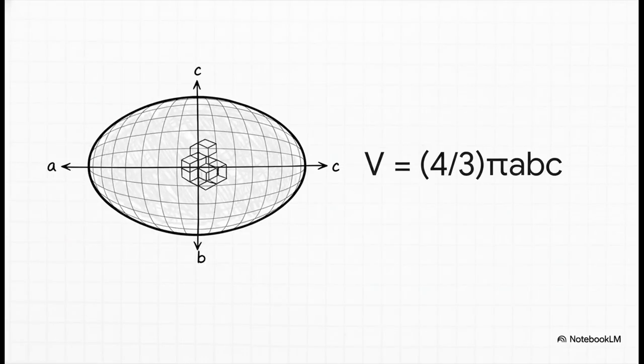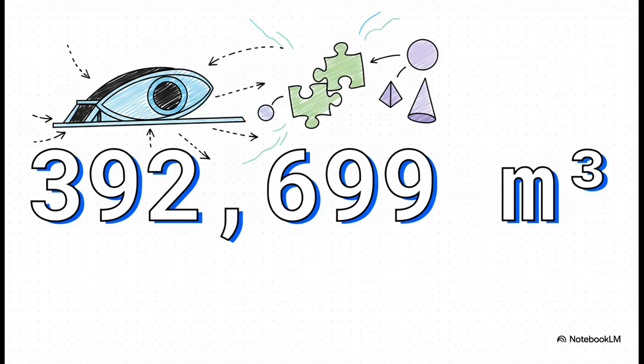Okay, first up, the outer ellipsoid. Now, when you apply that whole slicing and summing idea in 3 dimensions, which, by the way, is called a triple integral, you actually end up with this really nice, clean formula. Volume equals 4/3 pi times a, b, and c. And don't worry, a, b, and c are just the distances from the center to the edge in each of the 3 dimensions. Simple as that. So you take the real-world measurements from the hemispheric, plug them into that formula, and you get 392,699 cubic meters.